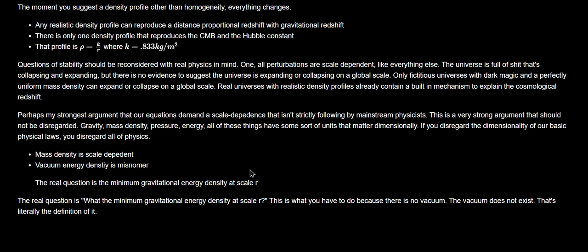Vacuum energy density is a misnomer. The real question is, what is the minimum gravitational energy density at some scale? The vacuum does not exist. That's literally the definition of it.